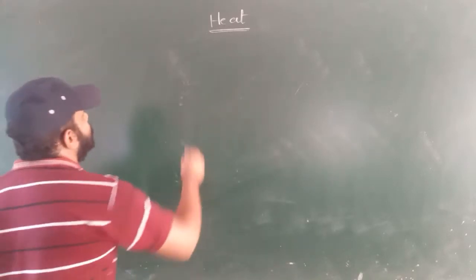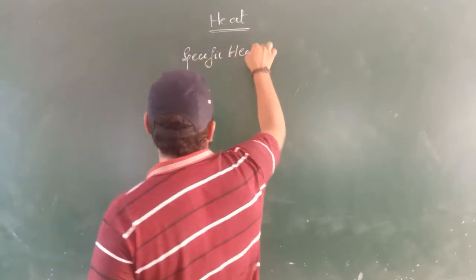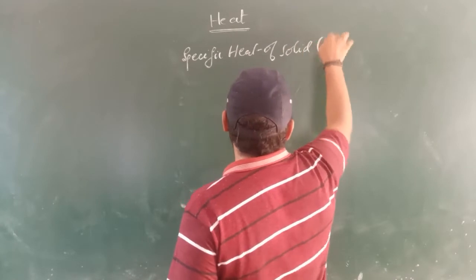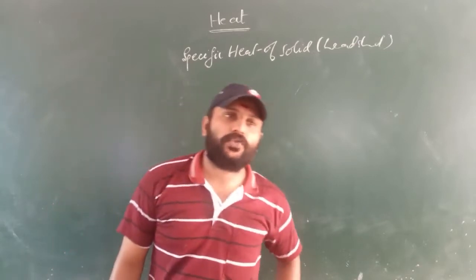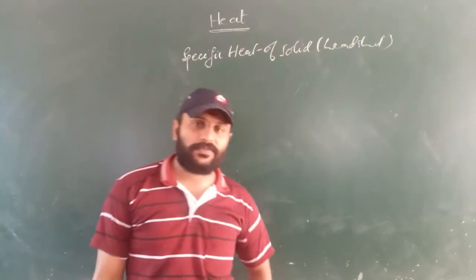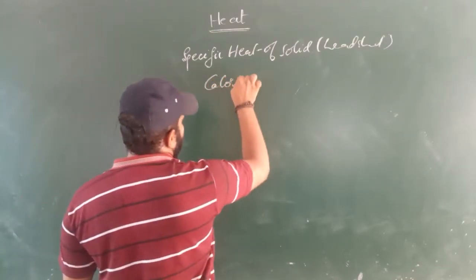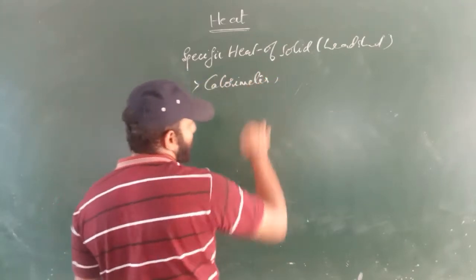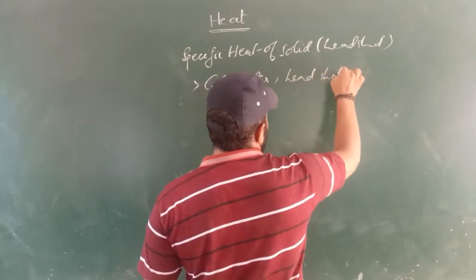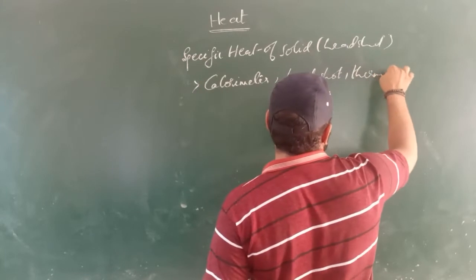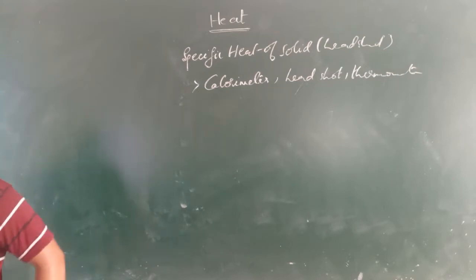Next one is specific heat of solid, lead shot. How to find the specific heat of solid? To find the specific heat of solid, we require certain materials. What are the materials we require here? We require a calorimeter, then lead shot, and a thermometer. Okay, these are the important materials we require.